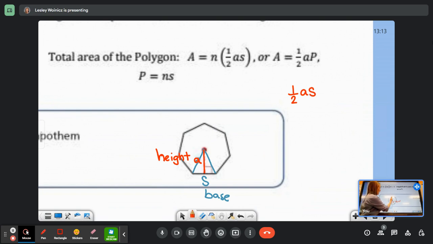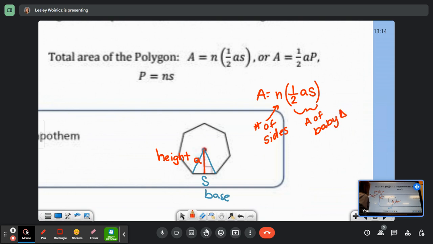All right, now we don't just have one of those triangles. We have 1, 2, 3, 4, 5, 6, 7 of them. So that's n, that's the side number. So we have to throw an n on there. In this case, it would be 7, right? And that's where we get the formula from. The area for this regular polygon is the number of sides times the area of the baby triangle, where the apothem is the height and the S is the base.